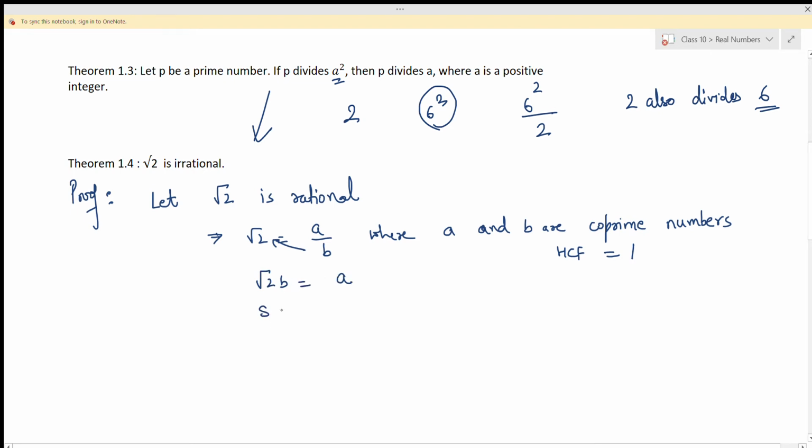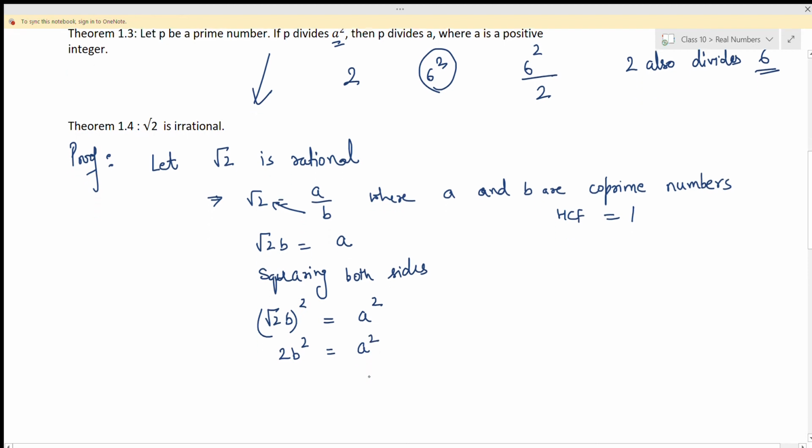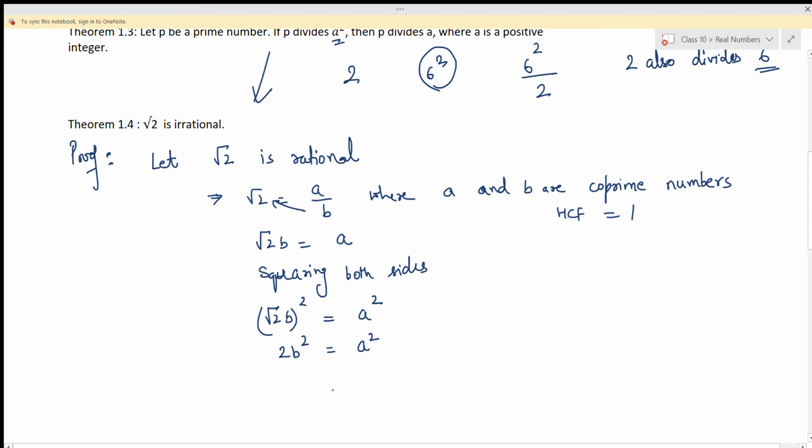Now squaring both the sides, I'll get root 2 b whole square is equal to a square. From here I can say 2b square is equal to a square. This represents that 2 divides a square. So by that theorem I can say that 2 also divides a.